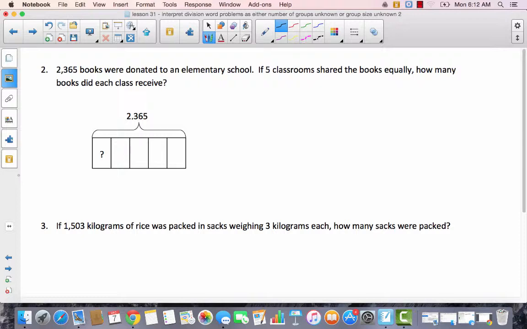2,365 books were donated to an elementary school. If 5 classrooms shared the books equally, how many books did each class receive? All right, so my total here again is 2,365 books. And I know that I'm putting them into 5 groups. I want to know how much is in each group. So my unknown this time is group size. Okay, I know the number of groups. I don't know how much is in each group. So now I'm going to use division.